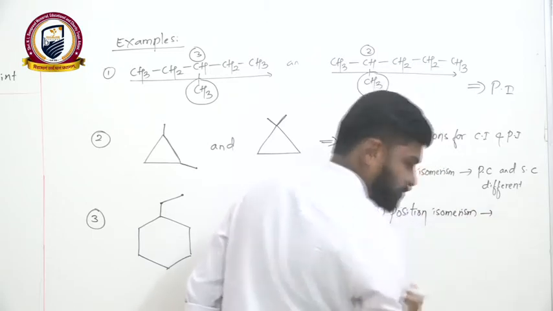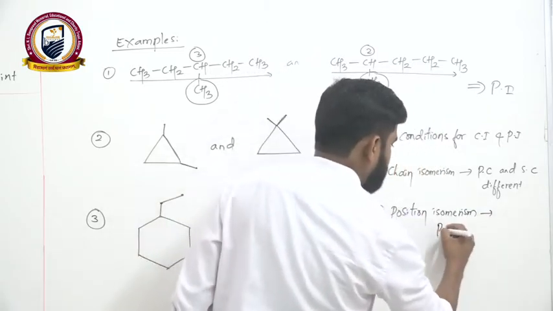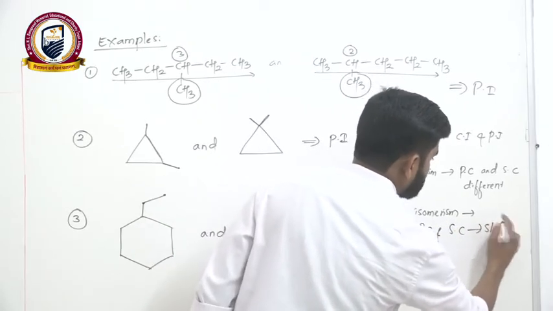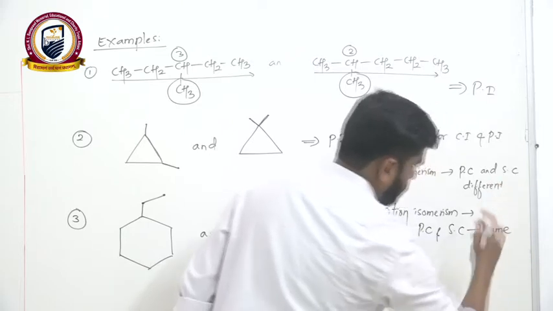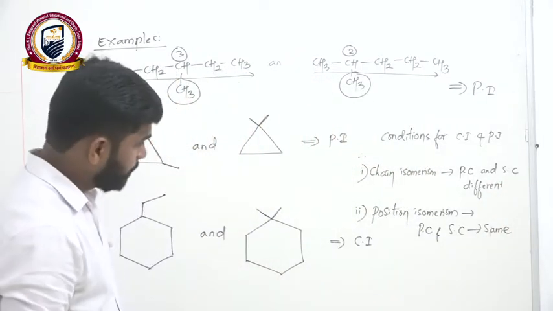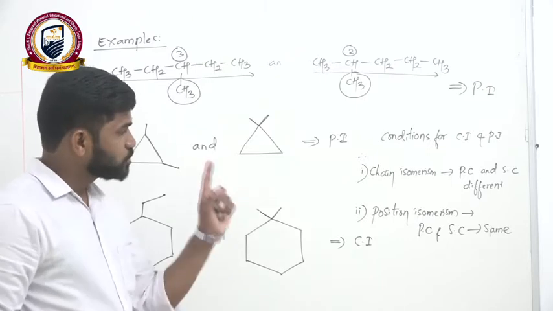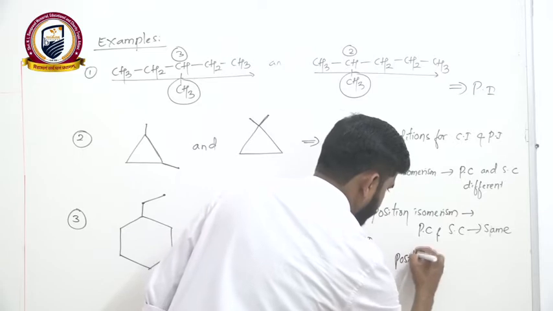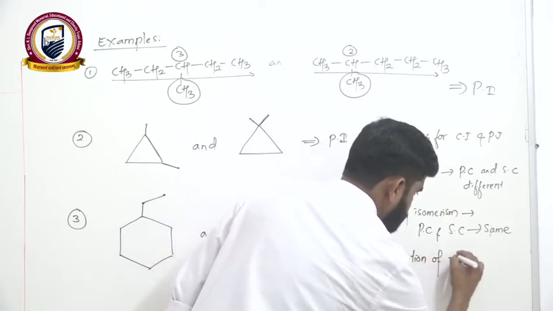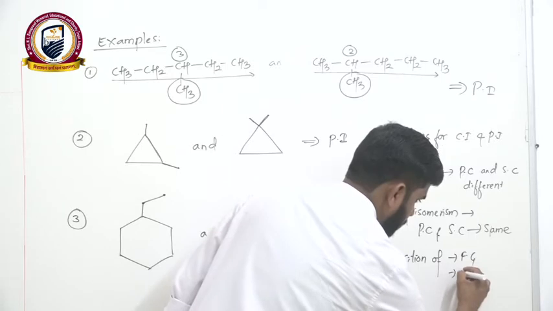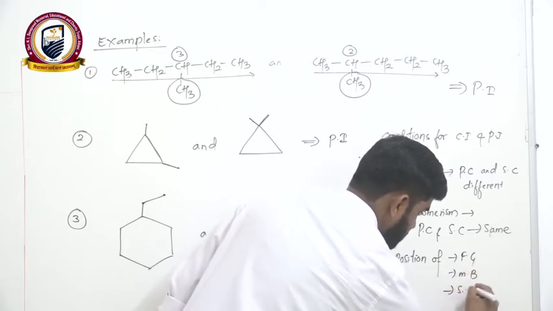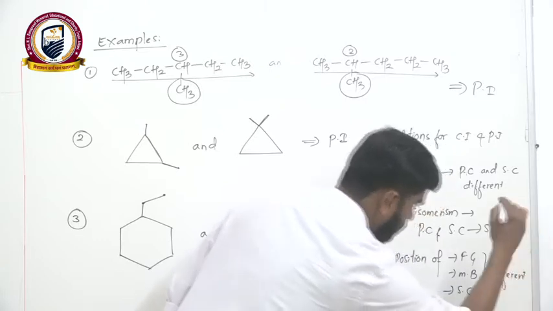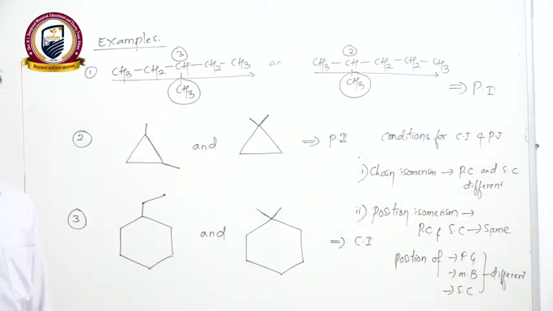Position isomerism. So the condition will be parent chain and side chain should be same. What is the condition for position isomerism? Parent chain and side chain should be same, and the position of functional group, multiple bonds and side chain should be different. That will give rise to position isomerism.